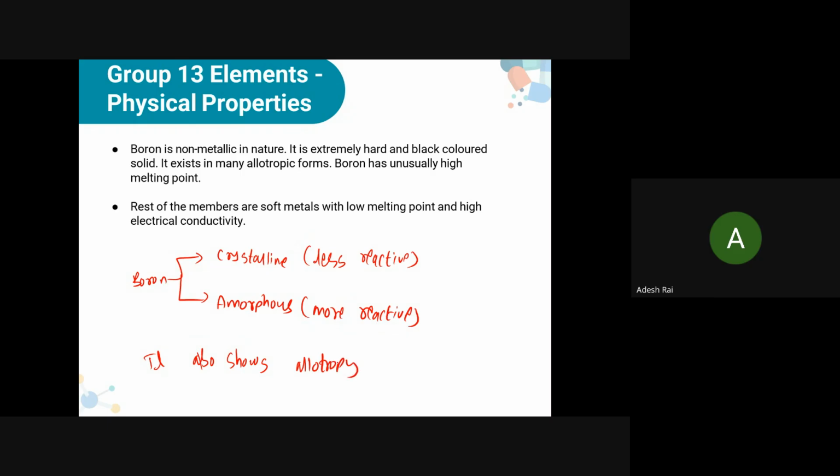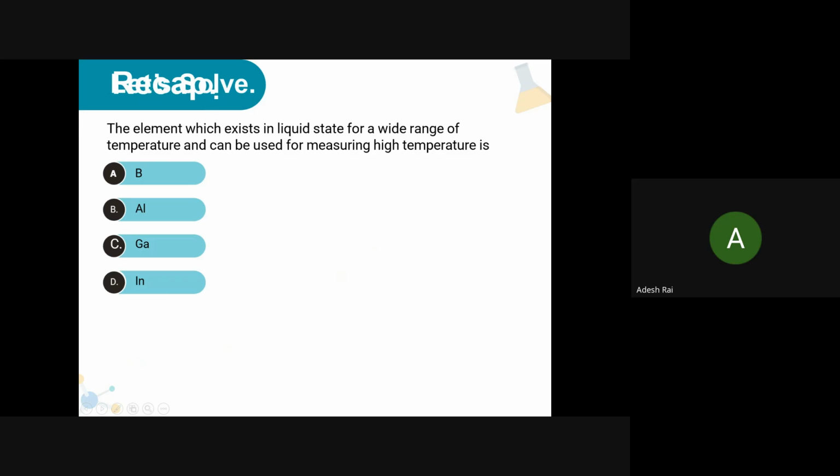What about aluminum, gallium, and indium? They don't show allotropy. Okay. Can you proceed?